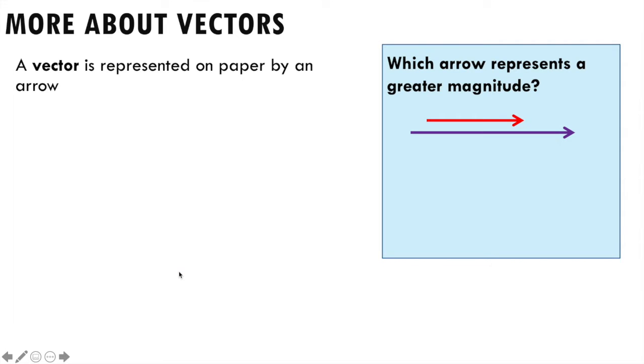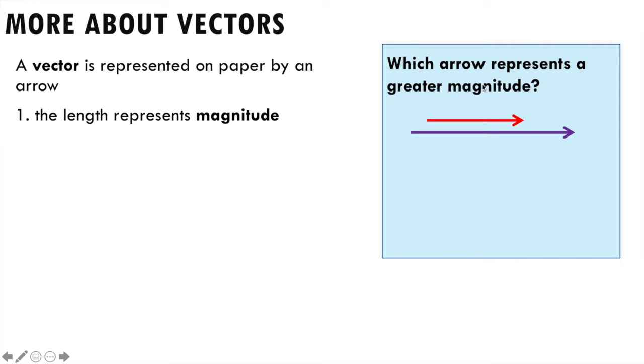All right, moving on. From here on out, we're pretty much focused on vectors. Scalars will come back up later in the year as we learn different things. But for right now, we're going to focus more on vectors. So a vector is represented on paper by an arrow. So you're going to be drawing lots of arrows. The length of your arrow represents your magnitude. So that kind of makes sense. The longer the arrow, the bigger the magnitude.